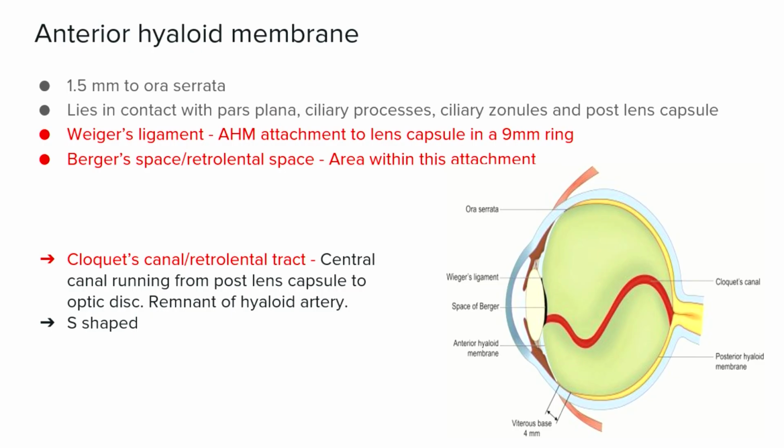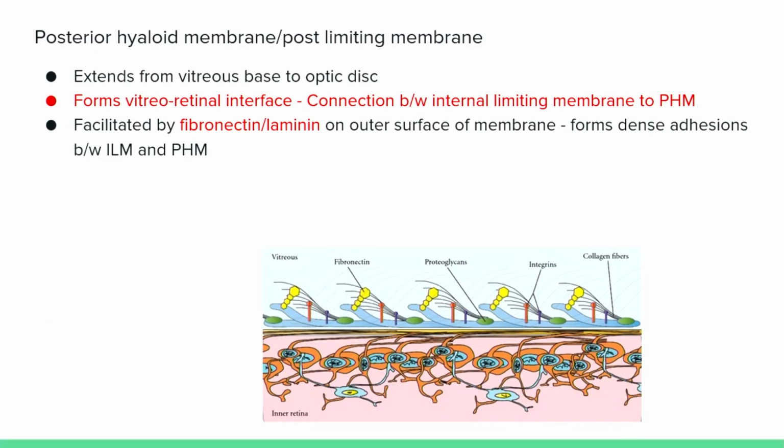Now the Cloquet's canal or the hyaloid canal is a central canal running from the posterior lens capsule to the optic disc. It is a remnant of hyaloid artery. It is S-shaped. Posterior hyaloid membrane or the posterior limiting membrane extends from the vitreous base to the optic disc.